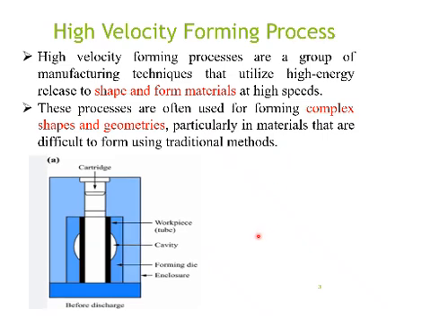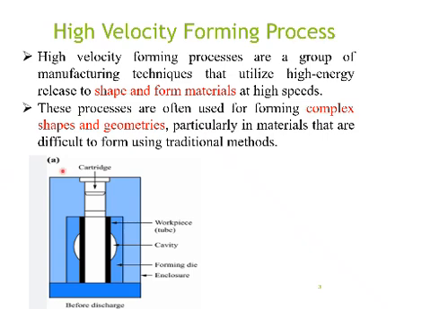This diagram illustrates the high velocity forming process before the discharge of the explosive. This consists of the workpiece. This is the cavity into which we deform the material. This is the forming die, which is under this enclosure.